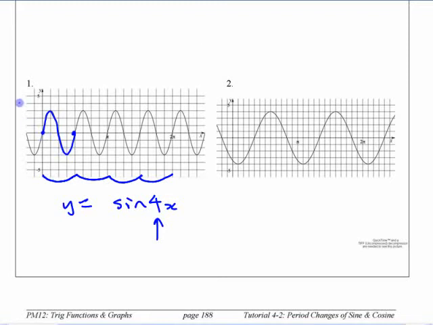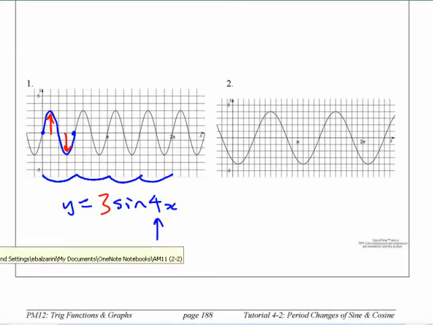Then you also have to account for the fact that it's taller than normal. It's 3 each way. The amplitude is 3. That's been expanded by a factor of 3. It hasn't been shifted side to side, so there's no phase shift. It hasn't been shifted up and down. There's no vertical displacement.